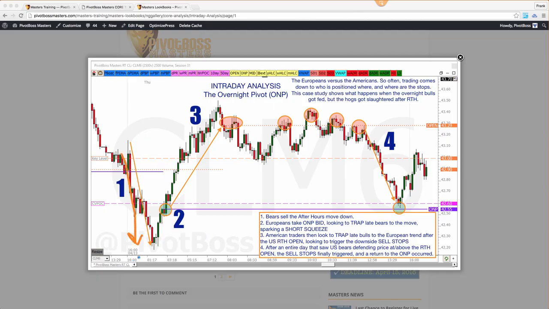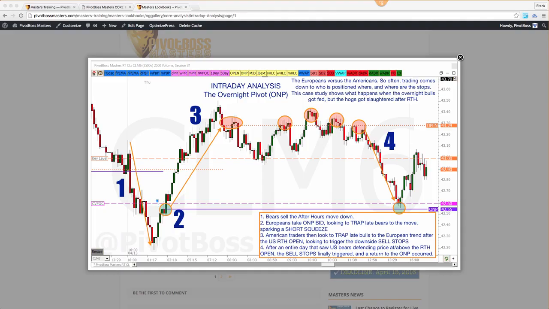So it's basically these bears getting paid. You get the hogs getting slaughtered on the way up as these bulls get paid. And then over here, you get the counter trend traders trying to slaughter the hogs in the opposite direction. And so it becomes kind of a battle of who's in control of what and where. The overnight pivot is a great pivot for seeing that overnight participation at times, who's long where, and where the stops are.